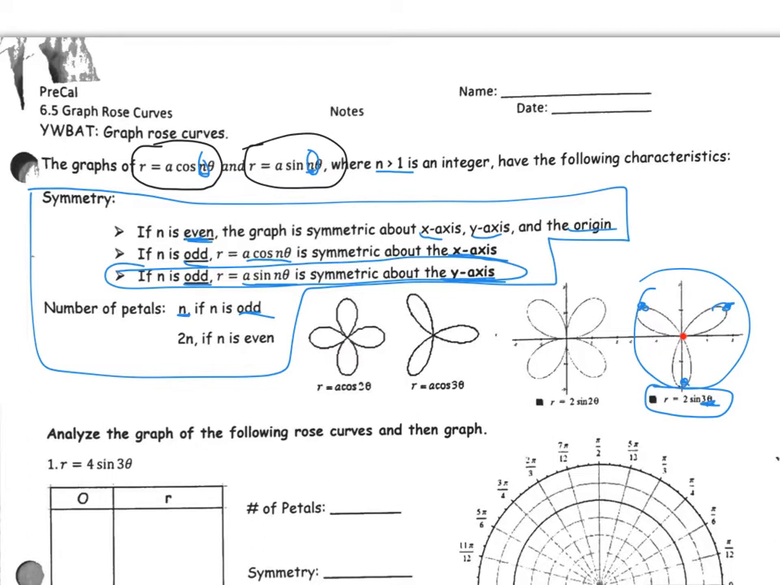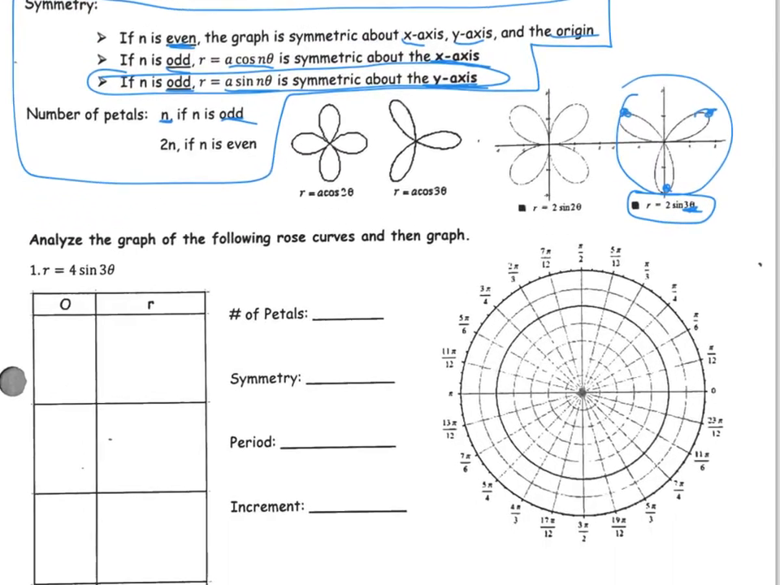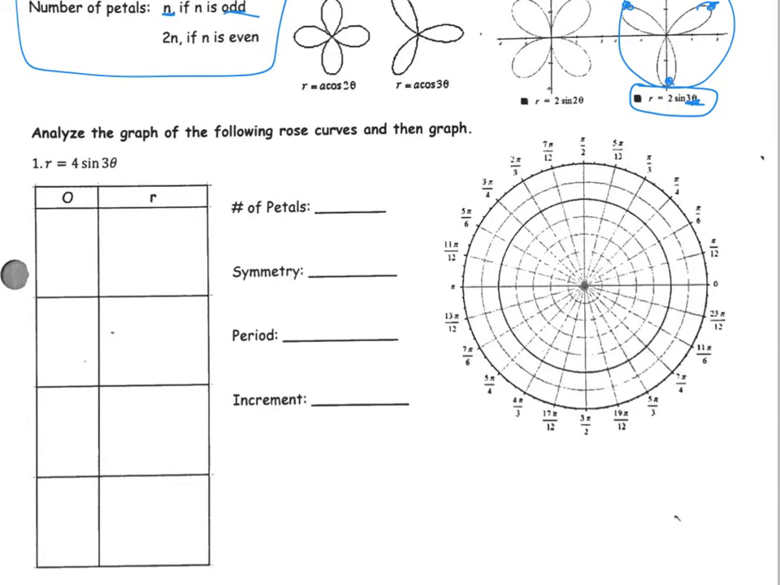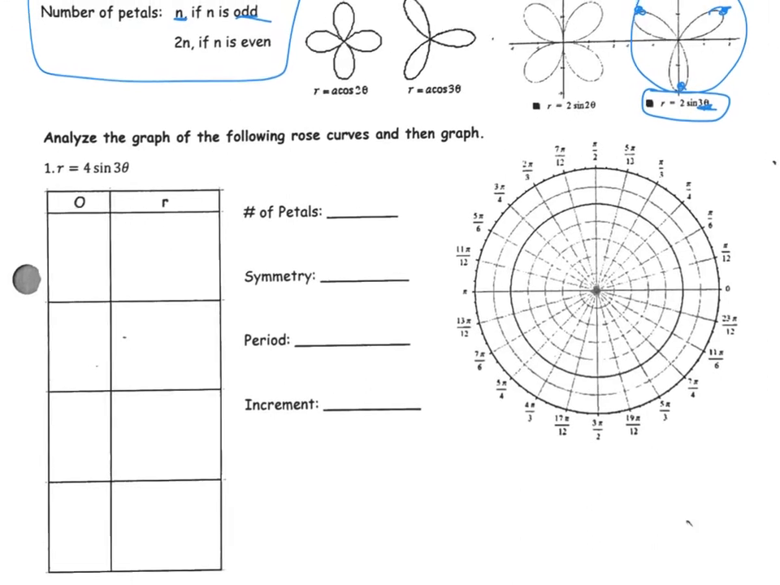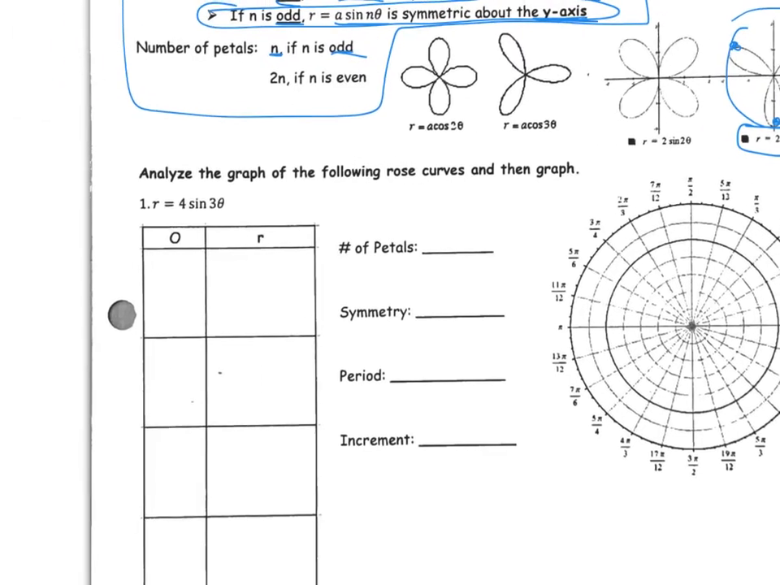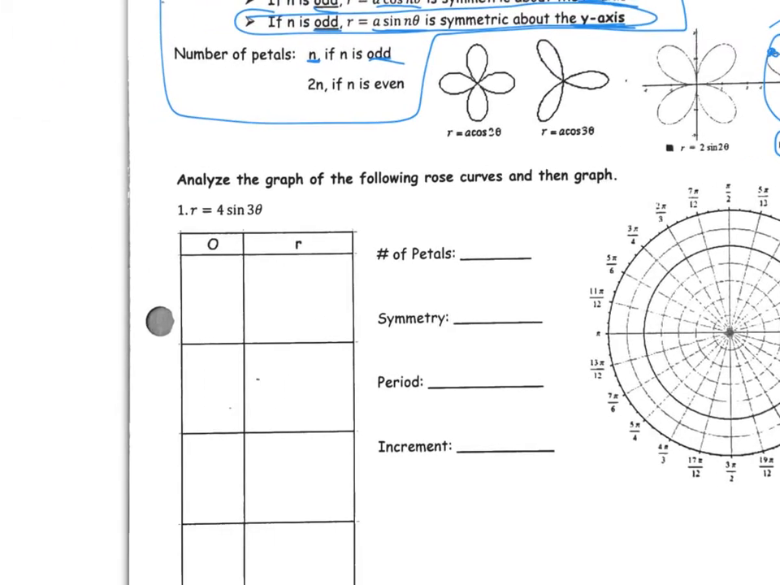So let's take a look at an example where we have sine, but n is odd. If n is odd and it's sine, it's going to be symmetric about the y-axis. And since n is 3, then we're going to have 3 petals. And that's what's going to happen here. Now we're going to go back to when we graphed sine and cosine waves. Remember we did max, min, equilibrium. Let's first do that. I'm going to put this right here. Let's put max. We have equilibrium, and we have minimum.